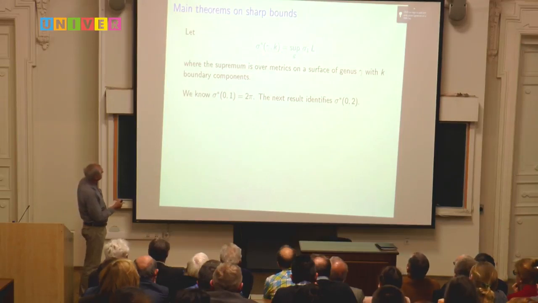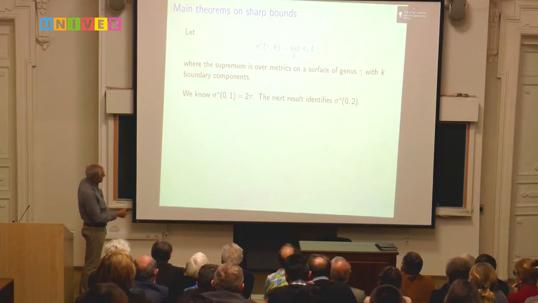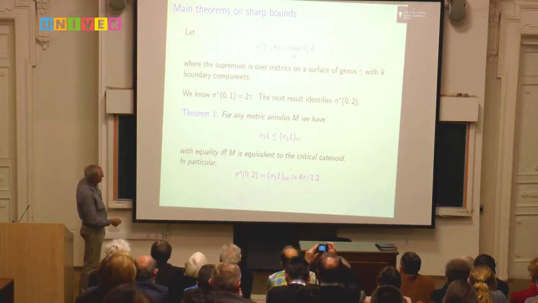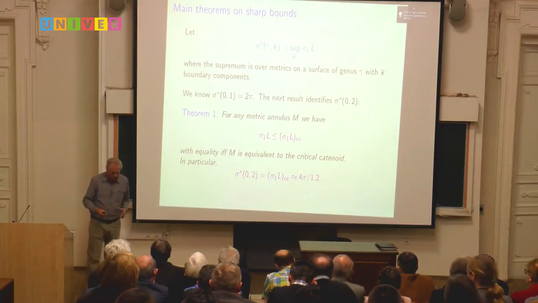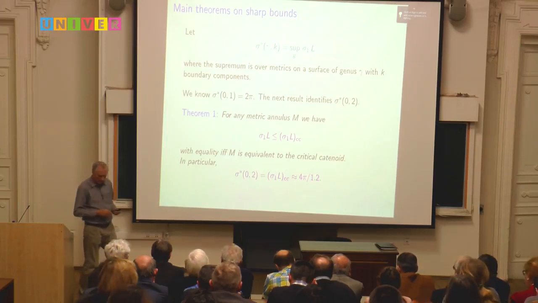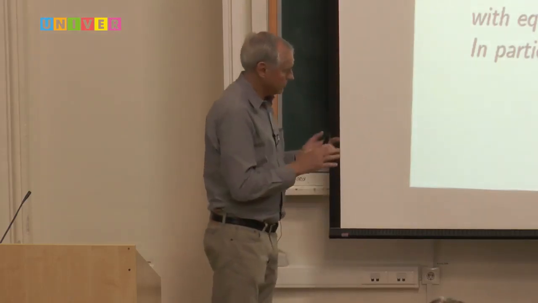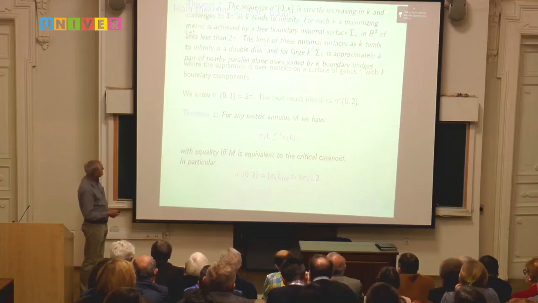And then for higher k, generally, if I take genus gamma and k boundary components, I can look at the sup over metrics of sigma 1 times L. Then Weinstock's theorem says sigma 1 star of (0, 1) is 2 pi. And so the main theorem for annuli is that sigma 1 star for genus 0 with 2 boundary components, so that's an annulus, is that value for the critical catenoid. And for the critical catenoid, you can of course compute the value, and it's approximately 4 pi over 1.2. So it's a number which is bigger than 2 pi, which is the value for the disk, but less than 4 pi. And so in particular, we can uniquely characterize the extremal for the annulus case.